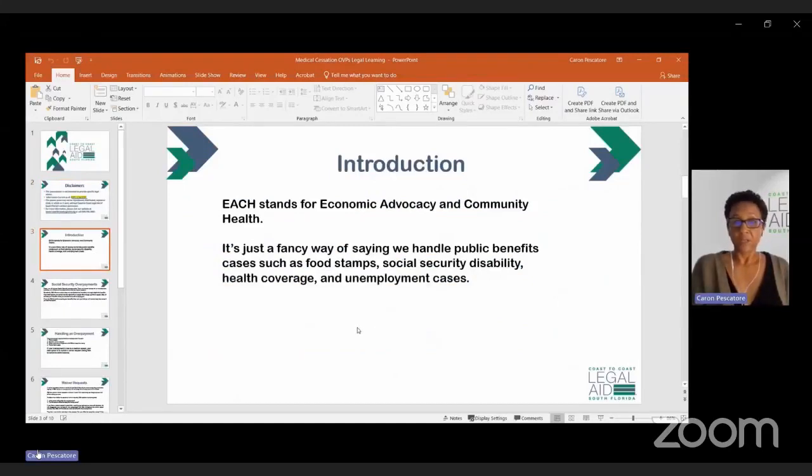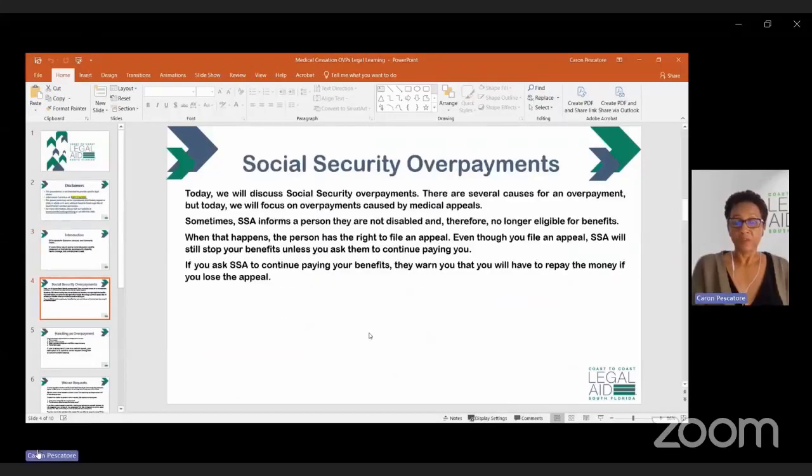I'm an attorney in the EACH unit. EACH stands for Economic Advocacy and Community Health. It's really just a fancy way of saying we handle public benefits cases such as food stamps, Social Security disability, health coverage, and unemployment. Today we will be talking about Social Security overpayments. There are several causes for an overpayment, but today we will focus on overpayments caused by medical appeals.